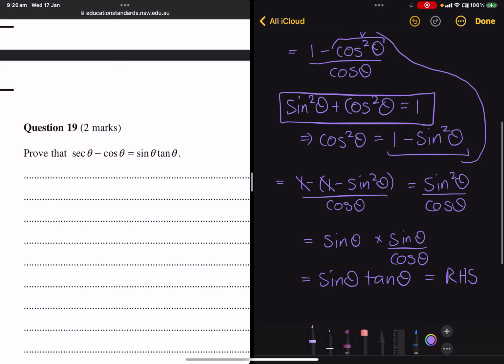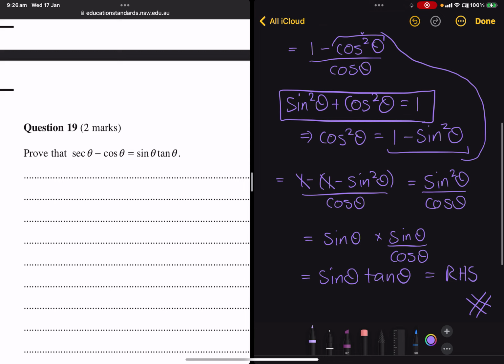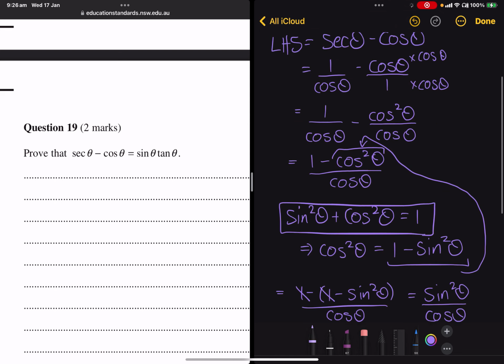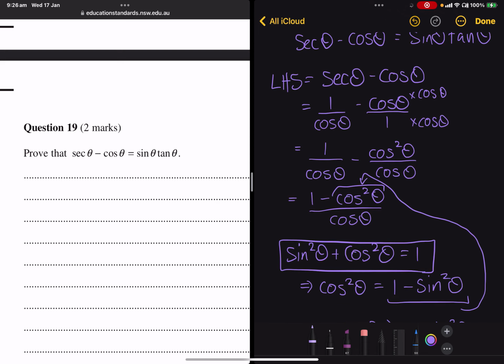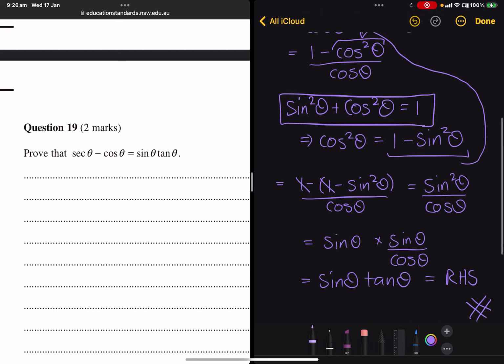So we started with the left-hand side because it was two separate terms, and it's usually easier to start with the side that is more complicated, so to speak. Two individual terms on one side does make that, in a sense, a little bit more complicated. We then used our knowledge of trigonometry to swap out the secant for a 1 over cosine. We then used our knowledge of the sine squared plus cosine squared equals 1 identity to substitute out the cosine squared. This happened to reduce to exactly what we needed, which was sine squared theta on cosine theta.